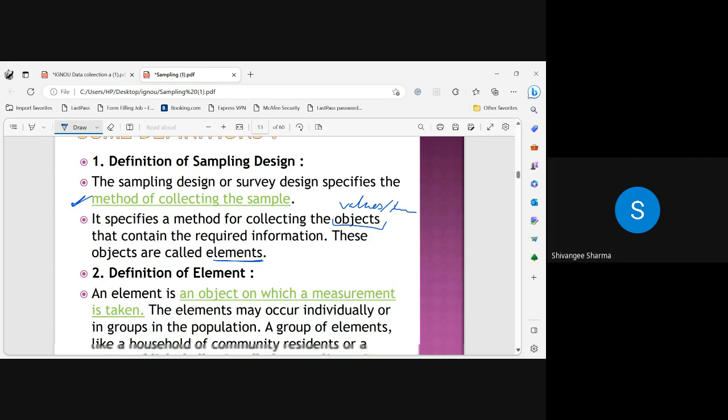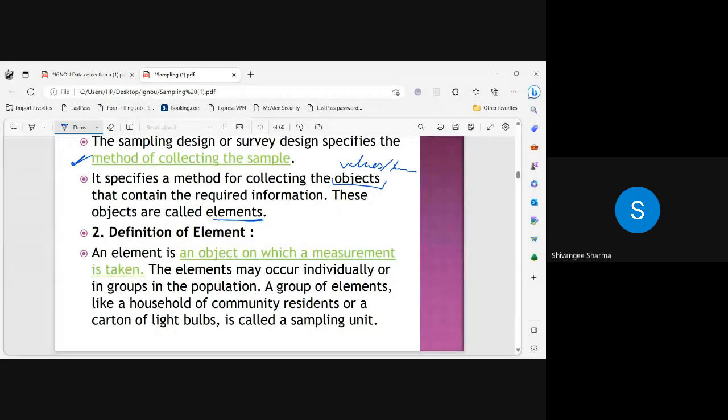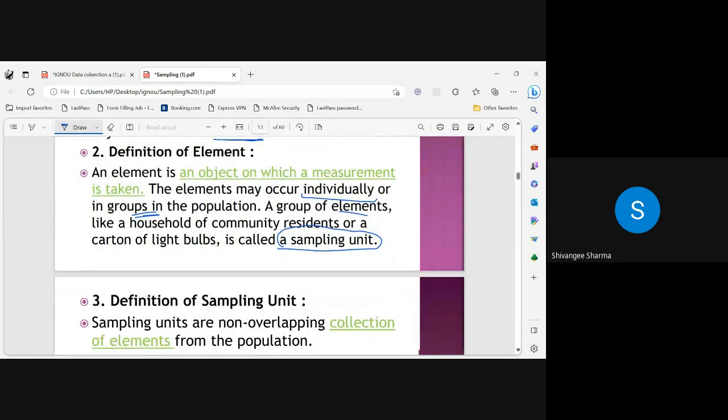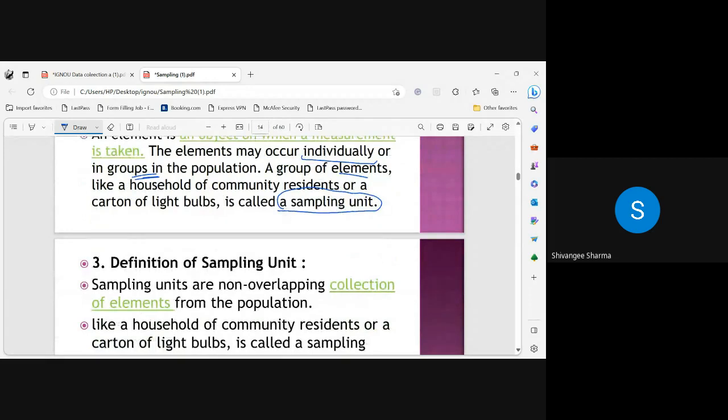Okay, an element is an object on which a measurement is taken, right? The element may occur individually if you are studying an individual, or in groups of population also. In a group of elements, we just say it to be a sampling unit, right? You can study individually also. Your research can be based on individual characteristics also, or in groups also, or in communities also. So that is known as sampling unit. It can be an individual selection and it can be a collection of elements also.